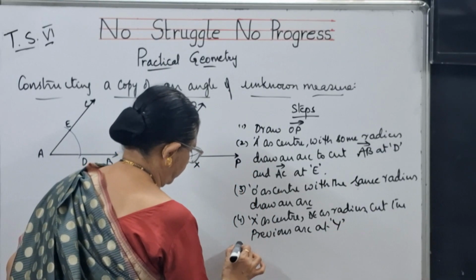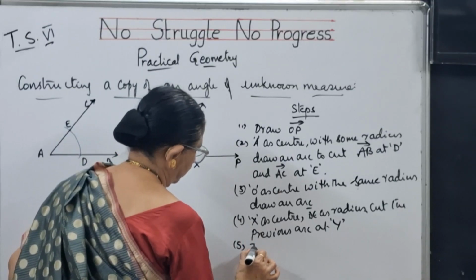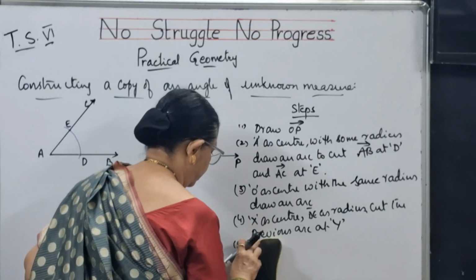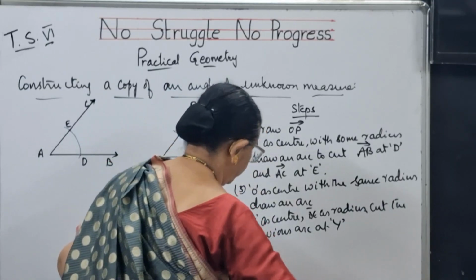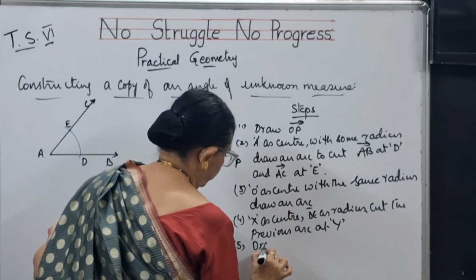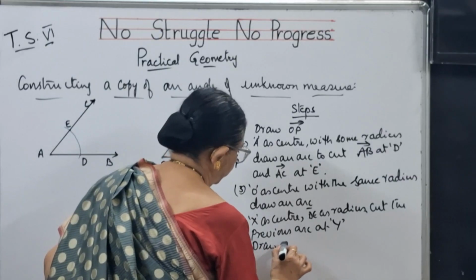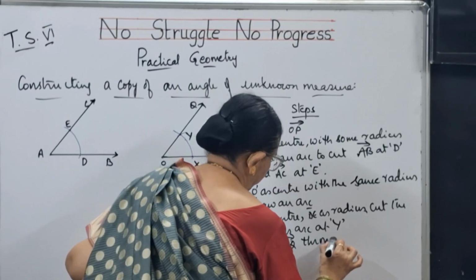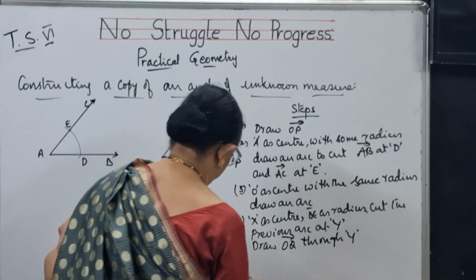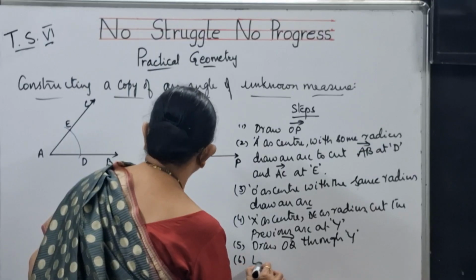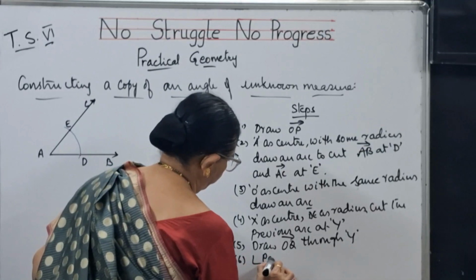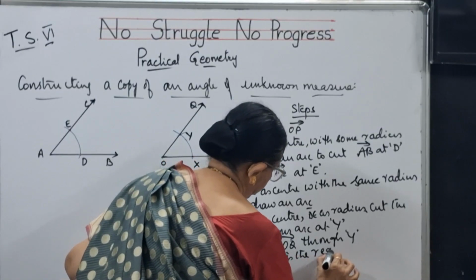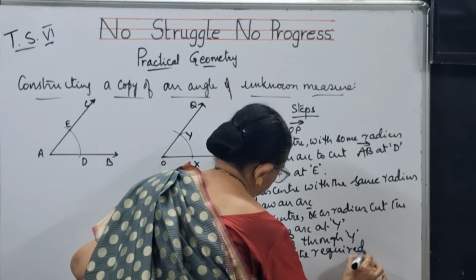Then fifth point, draw OQ ray through Y. And sixth point, angle POQ is the required angle.